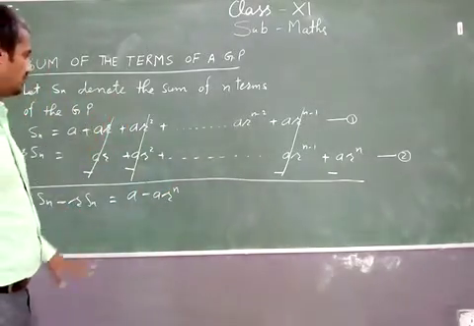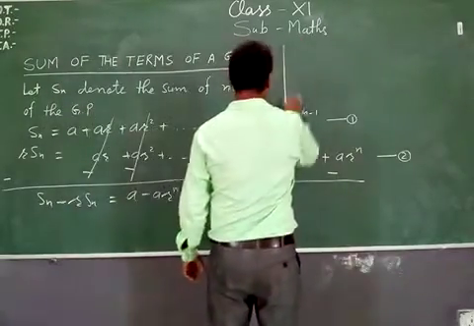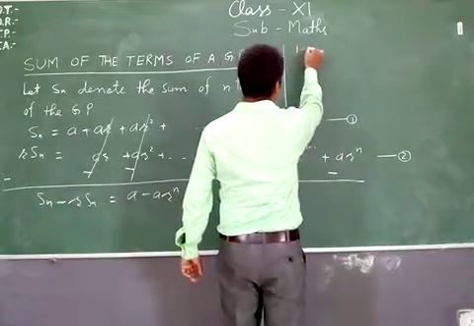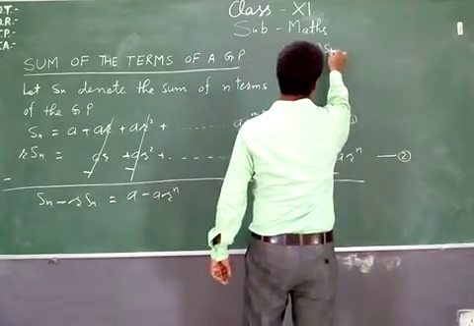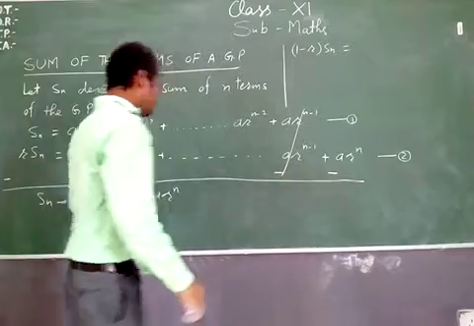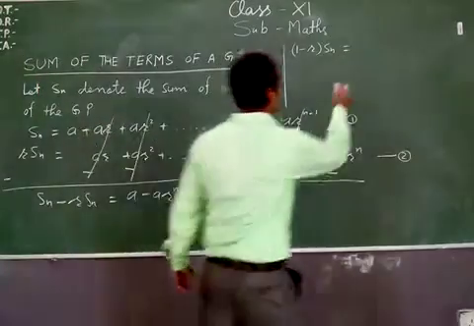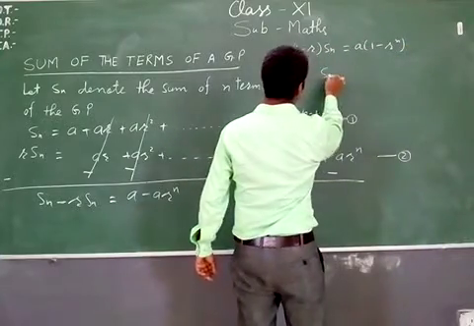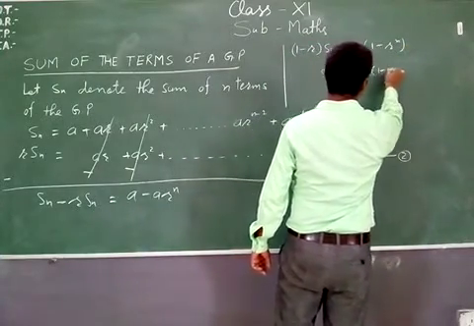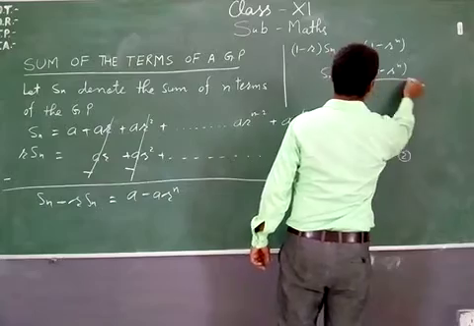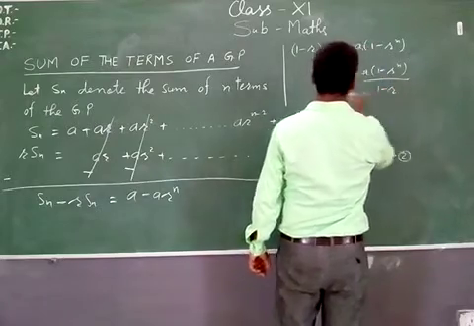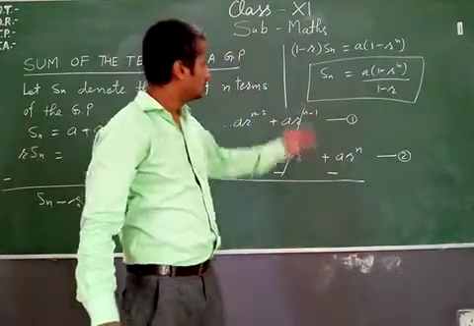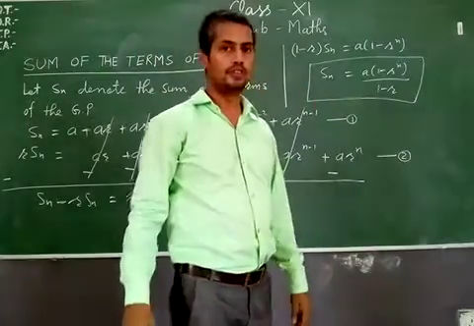Now we can simplify the given terms here. Taking Sn as common, we can write 1 minus r into Sn equals, taking a as common, 1 minus r power n, where Sn equals a into 1 minus r power n upon 1 minus r. This is known as the sum of n terms of a GP.